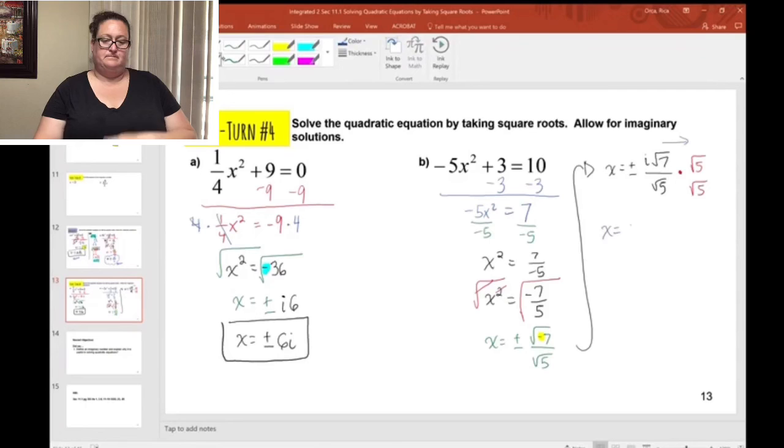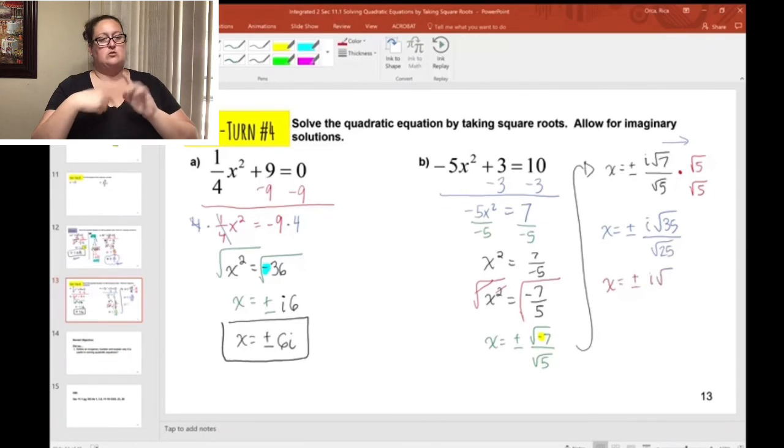x equals plus or minus i. Radical 7 times radical 5 is radical 35. And radical 5 times radical 5 is radical 25. And so our answer is x equals plus or minus i radical 35 over the square root of 25, which is 5.